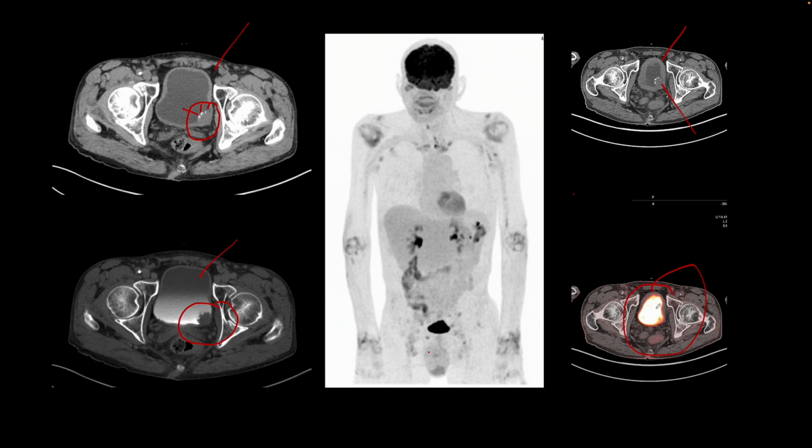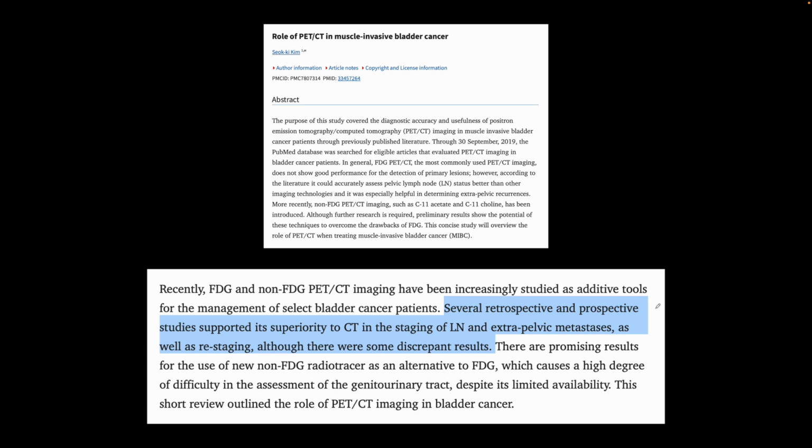So FDG PET-CT is limited in the evaluation of primary urinary bladder cancers, and these authors have shown that it has a role in staging of lymph nodes and to evaluate for extrapelvic metastasis.